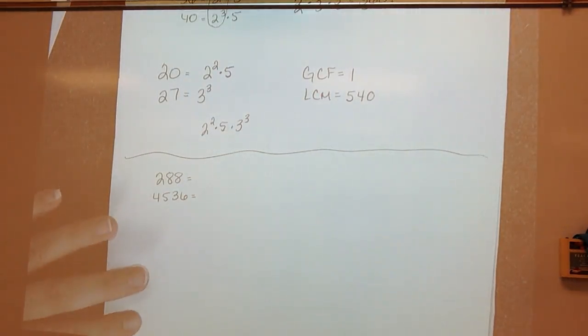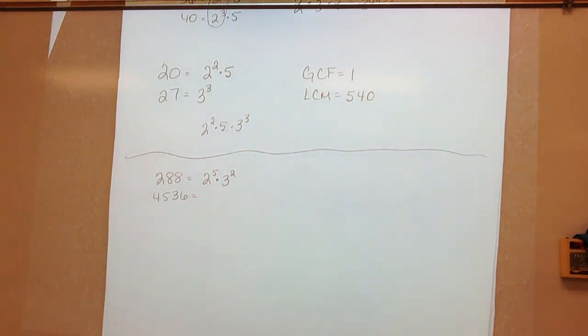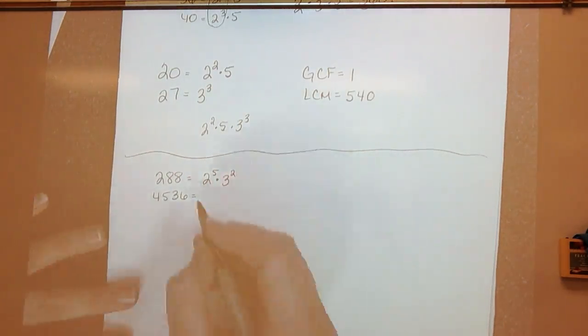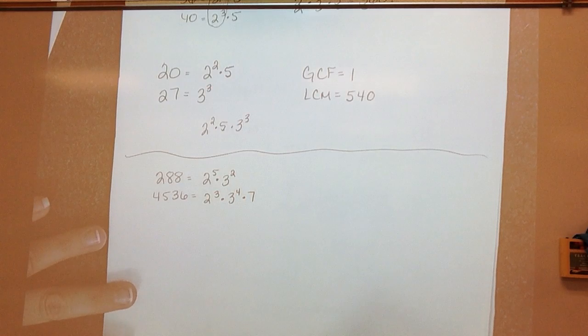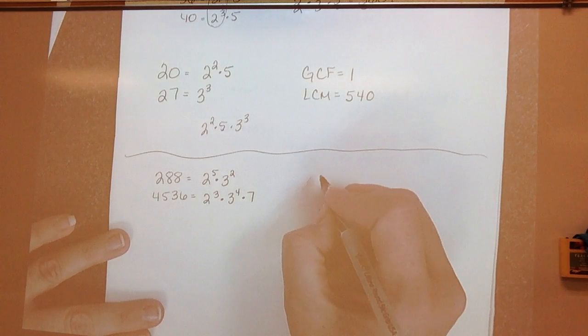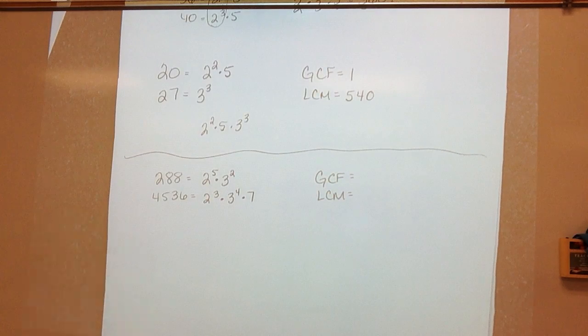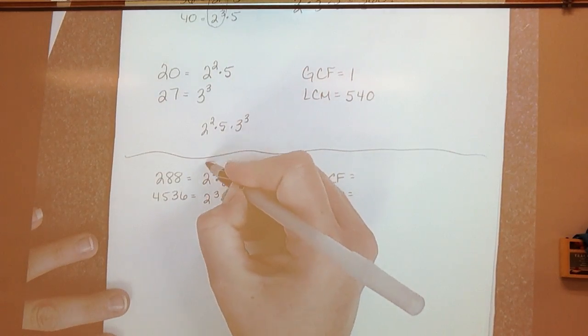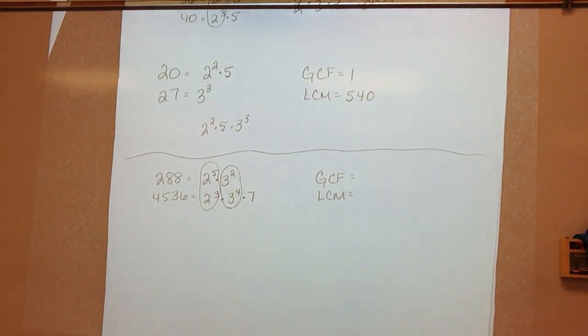So, we're going to look at prime factorization. The prime factorization of 288 is 2 to the 5th power times 3 squared. And 4,536 is 2 cubed times 3 to the 4th times 7. All right, so let's use this to find our GCF and our LCM. For the GCF, I'm going to figure out what they have in common. They both have the base 2's and they both have the base 3's.